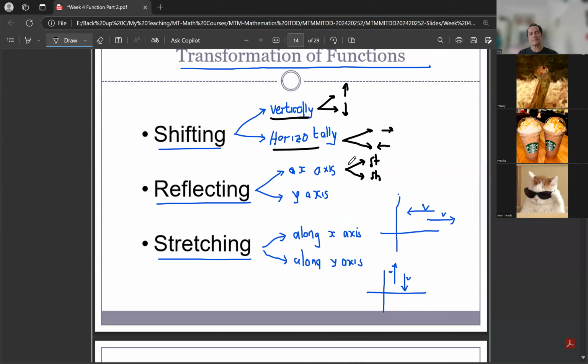For x-axis, the factor is 1/c. For y-axis, the factor is c. For y-axis, also two things, stretching and shrinking. The factor is c.